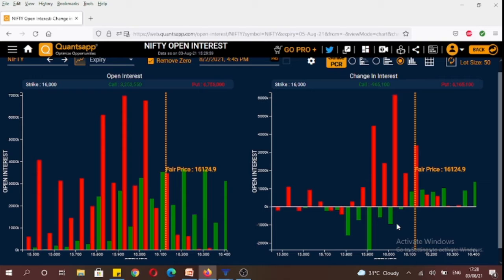And if we see the puts, you will see that the highest amount of open interest addition in puts happened at the 16,000 strike, followed by the 15,900 strike. So going forward, 16,000 and 15,900 are likely to act as strong support in the market. And I'll repeat again, broadly speaking, we are trading in a range of 16,300 to the upside, followed by 15,900 to the downside on the index based on the options open interest data.